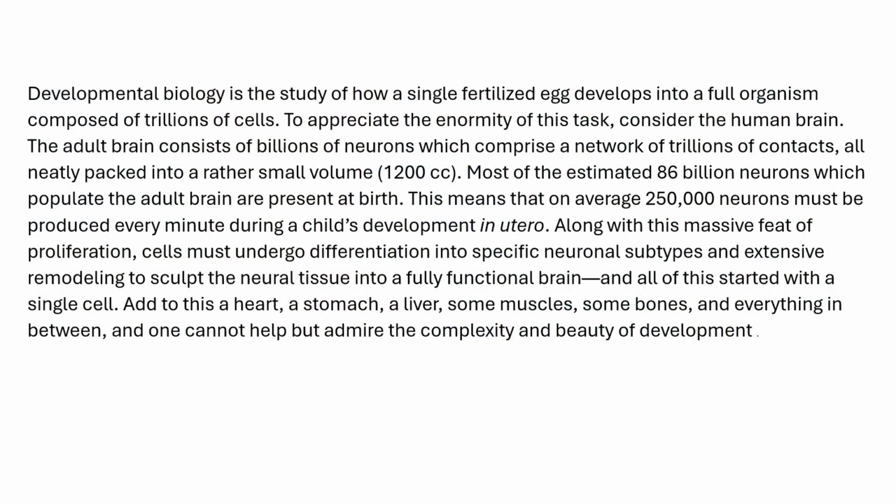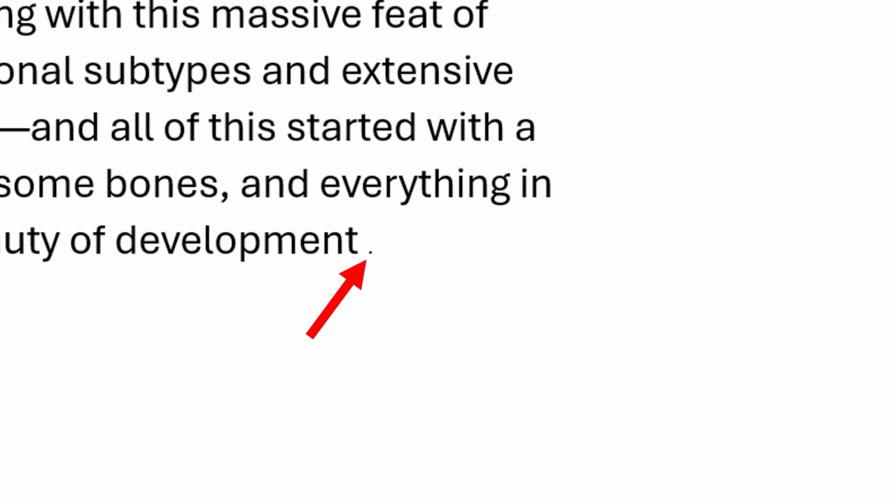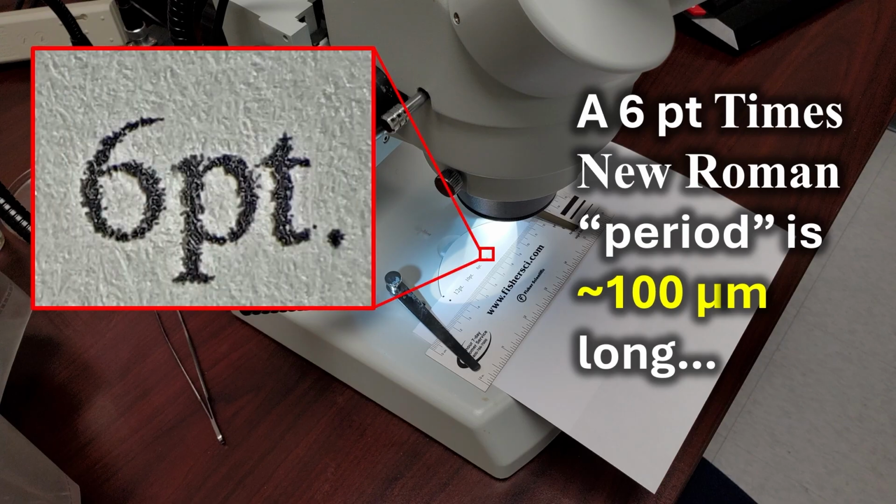I would like you to direct your attention towards that period at the end. Look on your paper. Look at that period. Look very closely. That is a 6-point Times New Roman period. And a 6-point Times New Roman period is exactly 100 microns in diameter. That's 100 millionths of a meter in diameter. We measured it on our microscope, so it's legit. That is our scale bar, 100 micron. That is what the size of that period is.